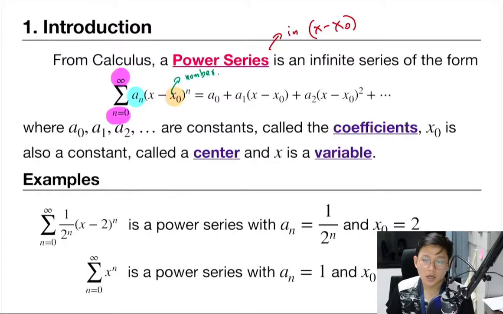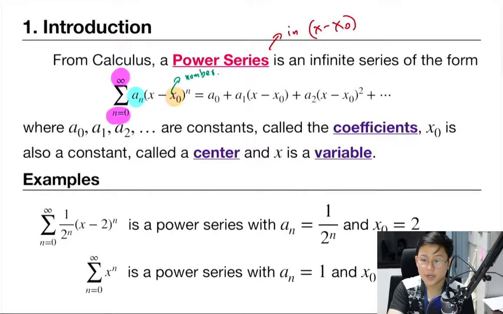We call a0, a1, a2, a3 and so on coefficients, which are constants. So these a's are called coefficients. And x0 is also a constant, and it's called the center. And x is just a variable.